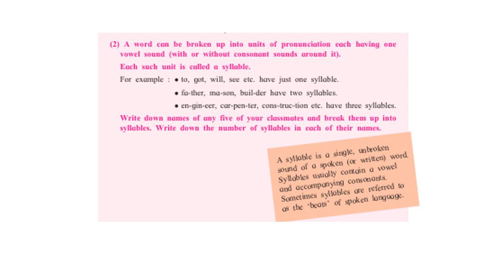2a. A word can be broken up into units of pronunciation, each having one vowel sound, with or without consonant sound around it. Each such unit is called a syllable. For example, to, got, will, see, etc. have just one syllable. Father, mason, builder have two syllables. Engineer, carpenter, construction, etc. have three syllables.